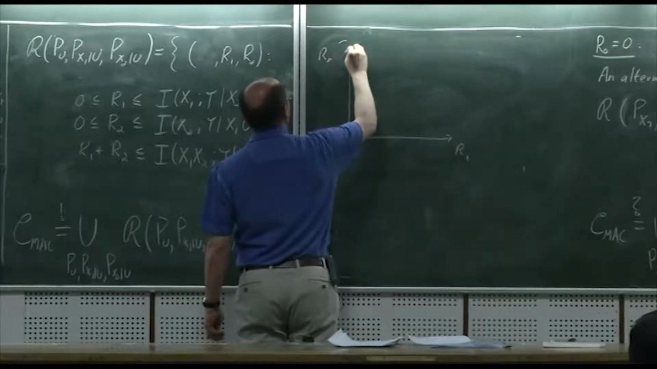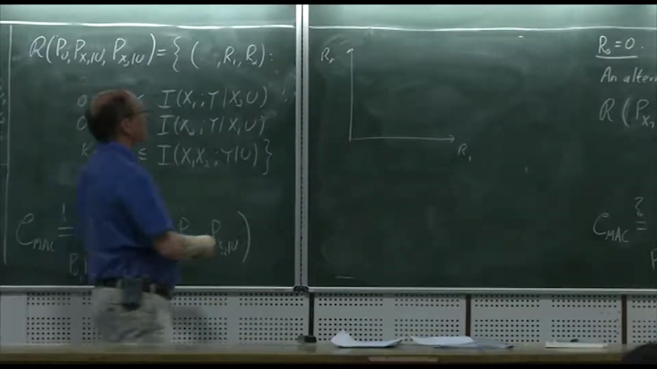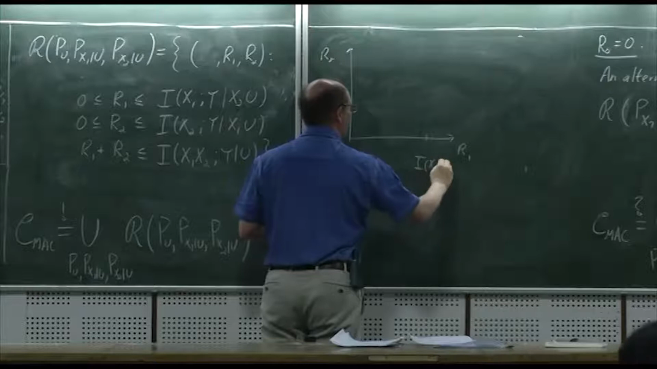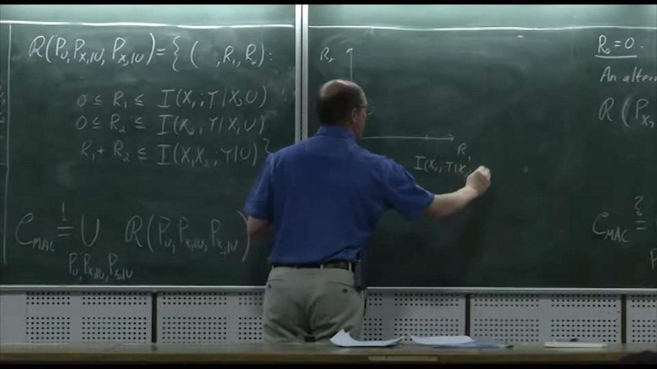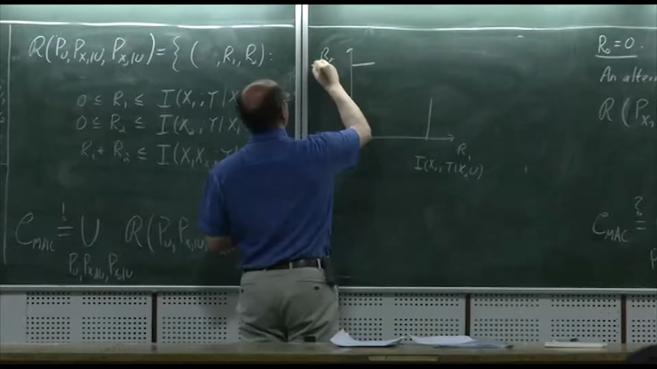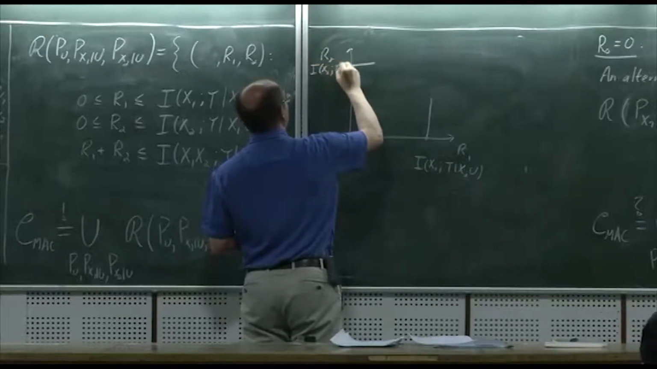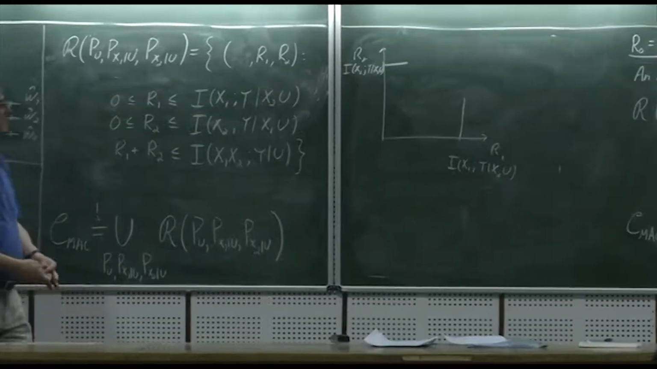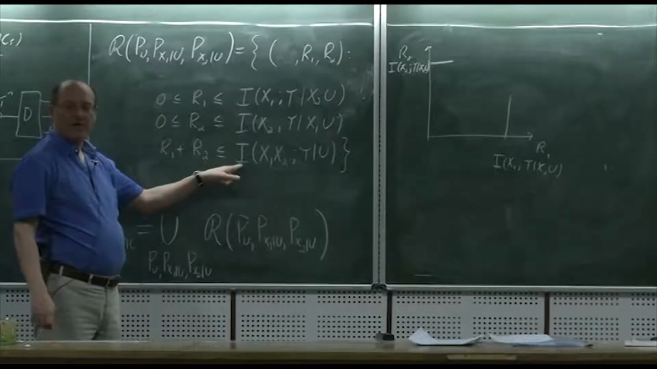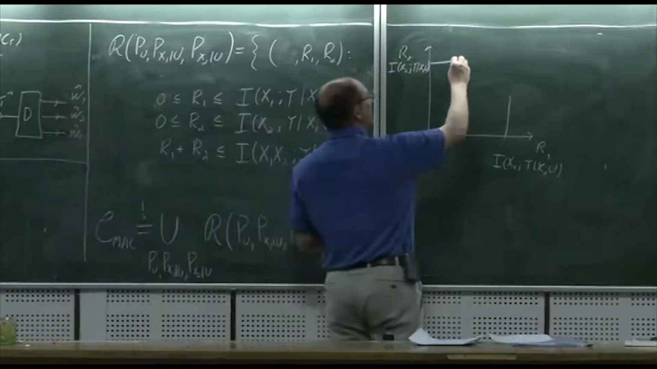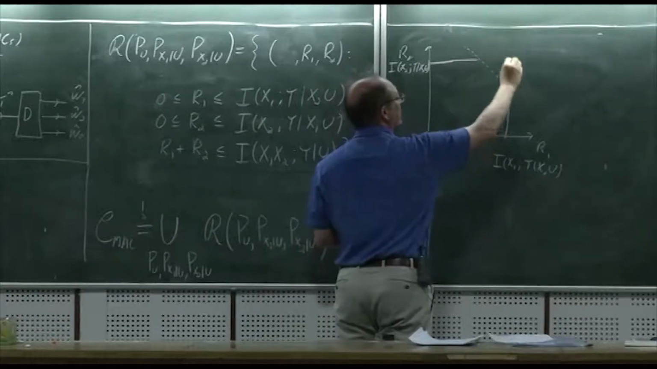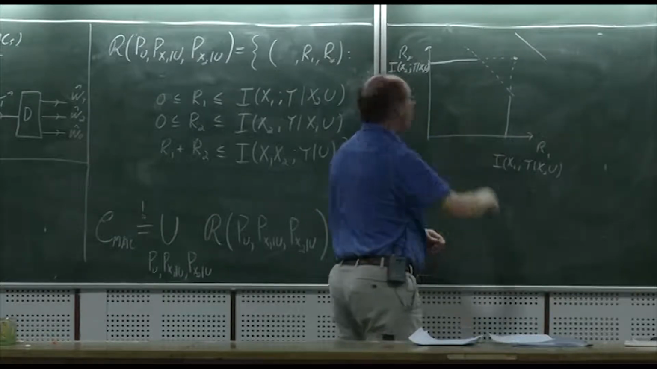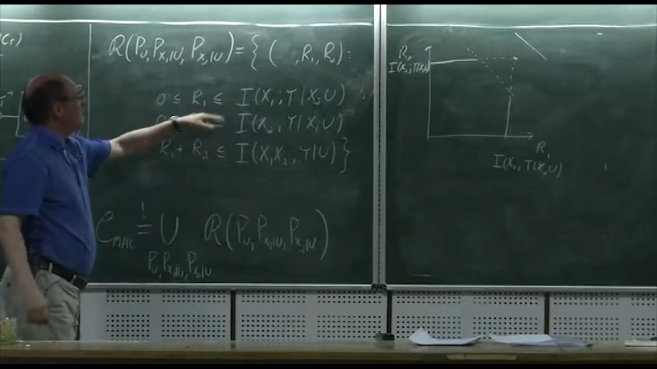R1, R2, we get a pentagon, right? For every case, we'll get one bound here, I(X1;Y|X2,U). Here we'll get I(X2;Y|X1,U). Is it a pentagon? That's already the first question. Well, for it to be a pentagon, the sum of these two must be bigger than that. Otherwise there's something cutting. If this bound here was above this point, then we would get a rectangle, right? But let's see, suppose we take the sum of these two.